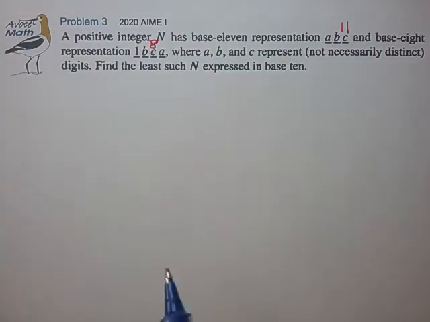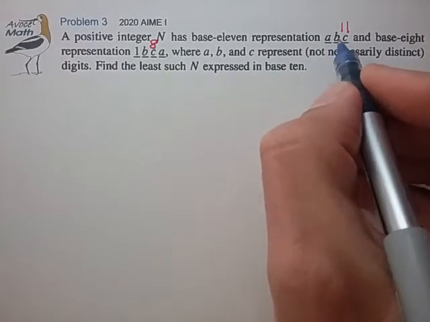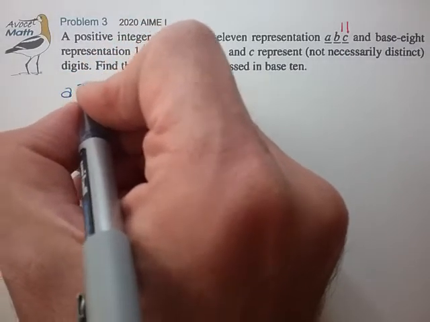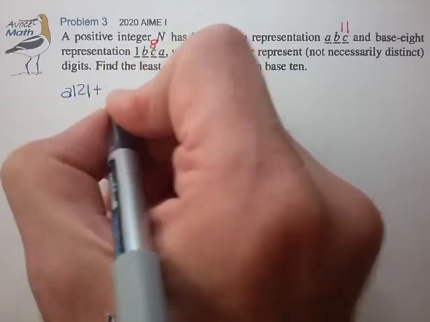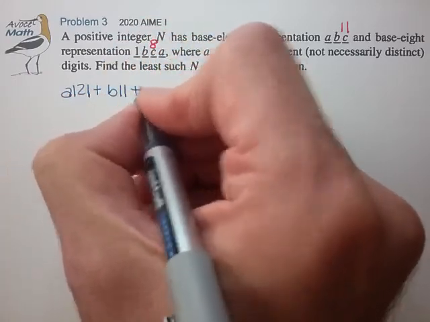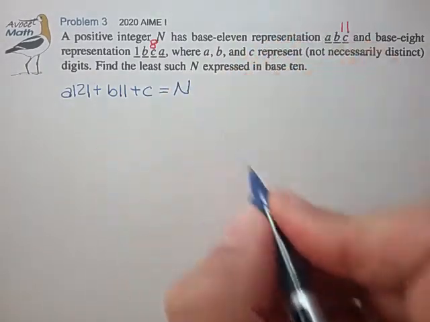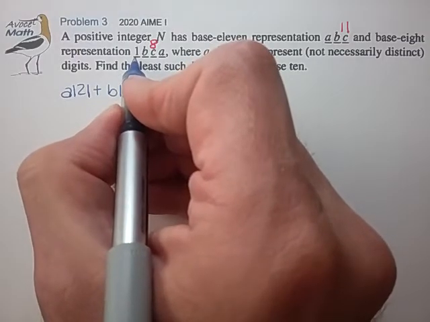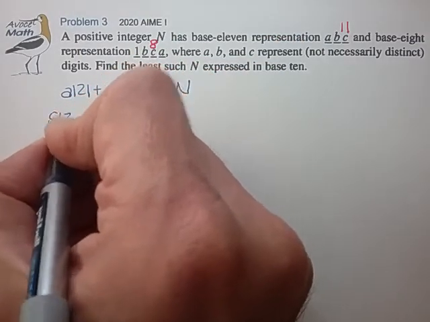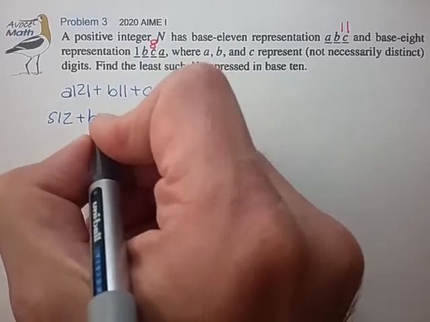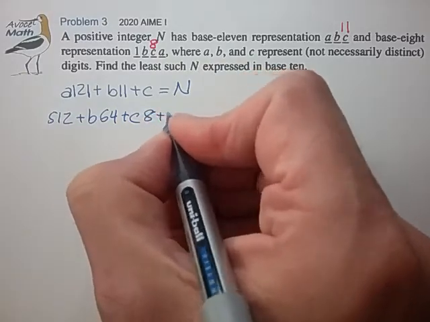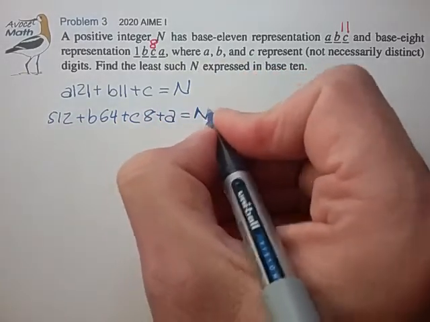So let's express n in terms of the usual powers of the base. In the case of base 11, we'll have that n is equal to A times 11 squared plus B times 11 plus C. So that's one way to write n. And for the base 8 representation, we'll have 1 times 8 cubed, 512, plus B times 8 squared, plus C times 8, plus A. So that's another way to represent n.